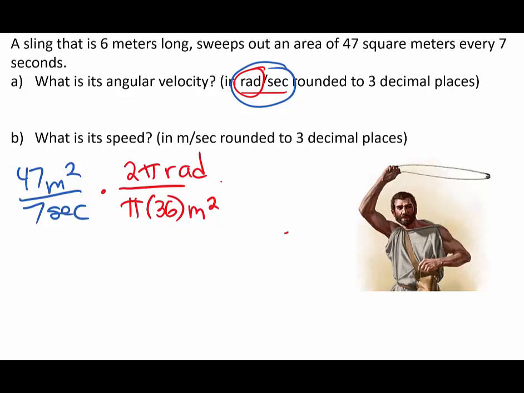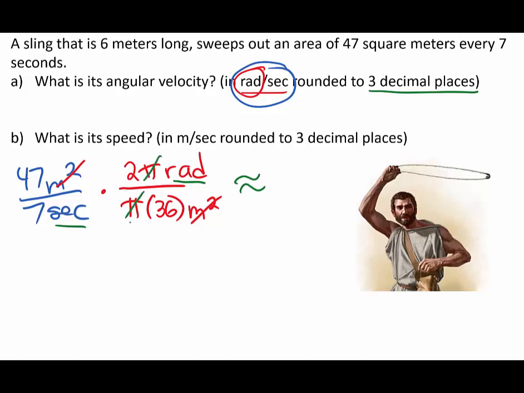So what I thought of was an equivalent relationship to use a conversion fraction to get rid of the units I had, meters squared, and to get them into the units I want, which was radians. So these will cancel, and now I actually have radians per second, and that's exactly what I wanted, and it tells me to round to 3 decimal places. So now I'm going to put this in the calculator.